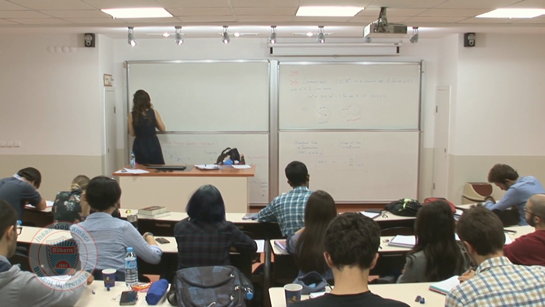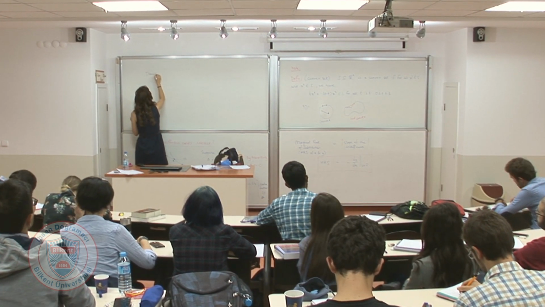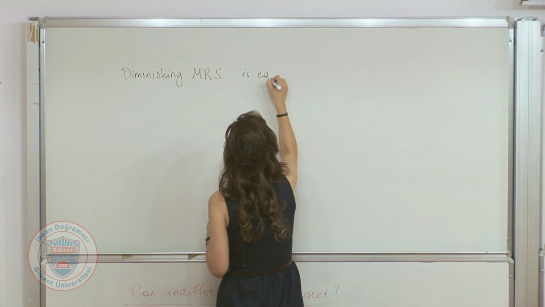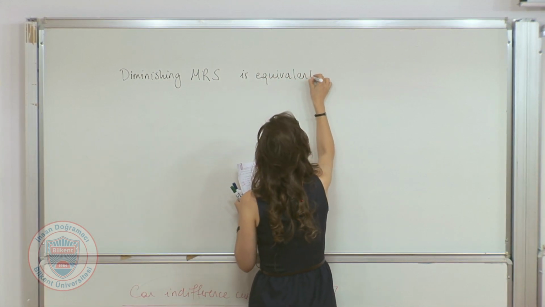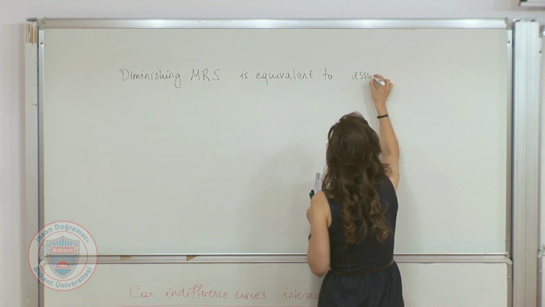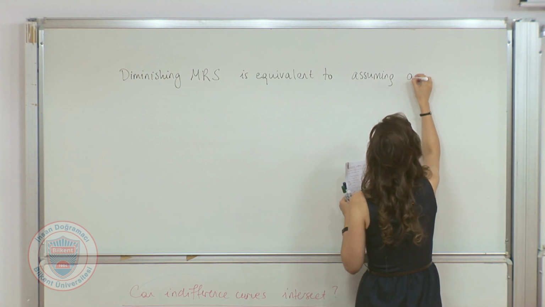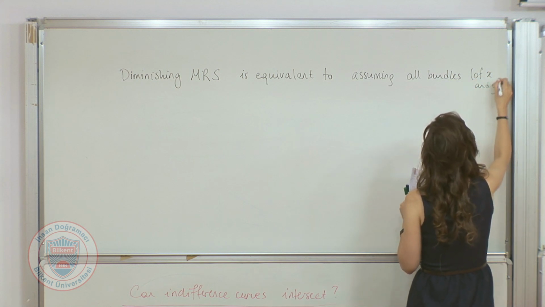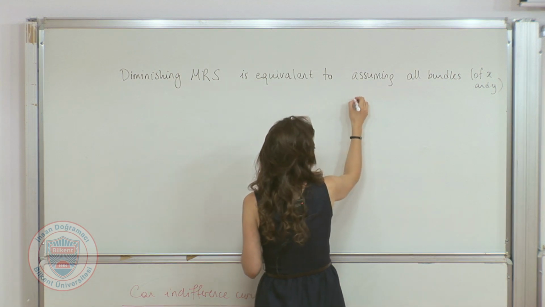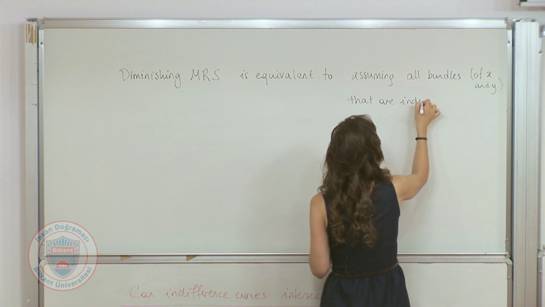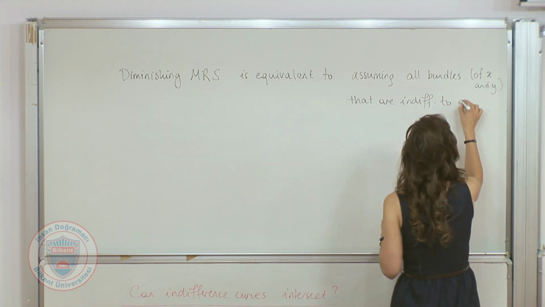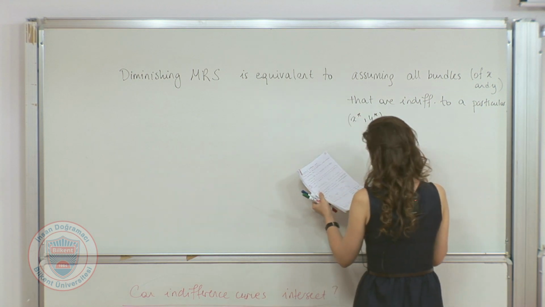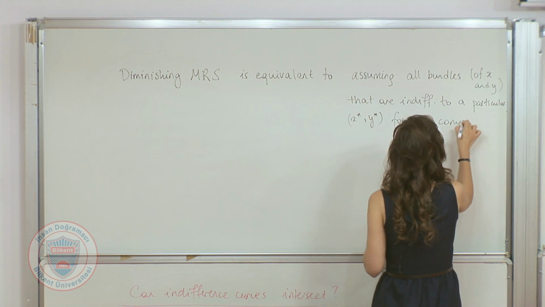Now, let's write this. Diminishing marginal rate of substitution is equivalent to assuming that all bundles of x and y that are indifferent to a particular x star, y star form a convex set.